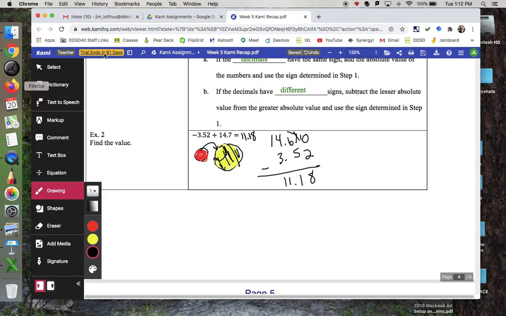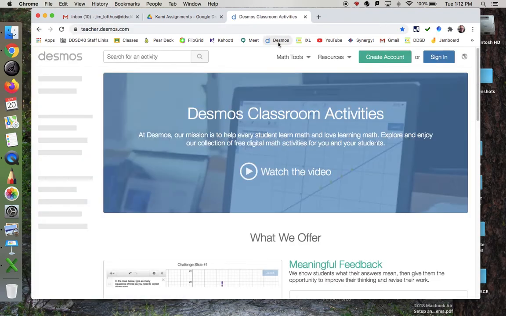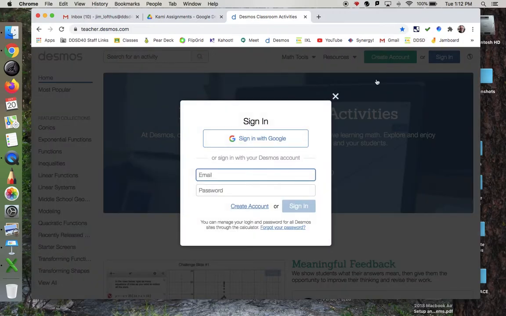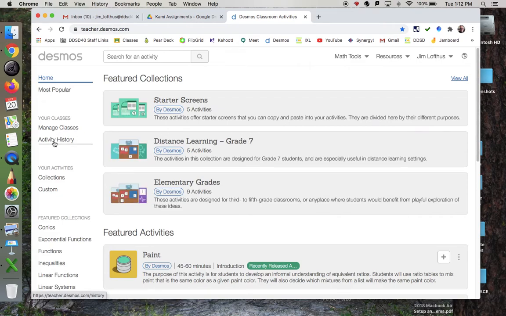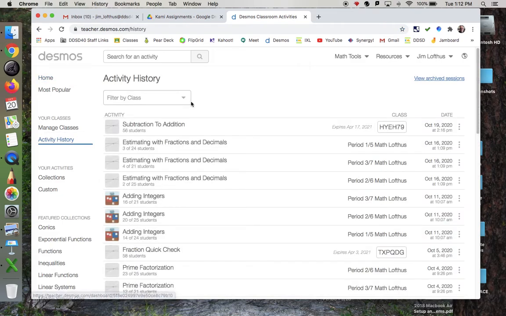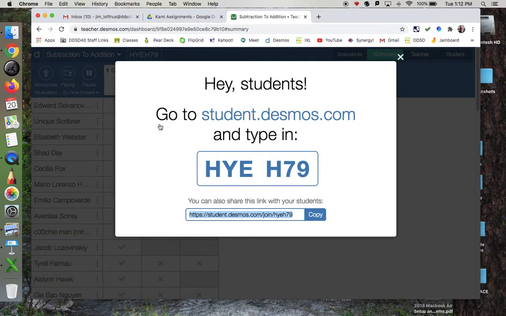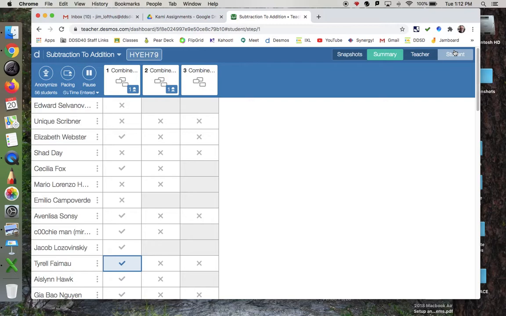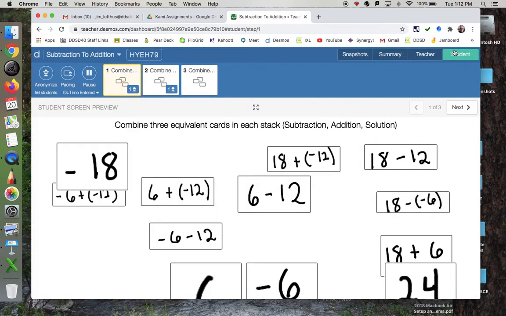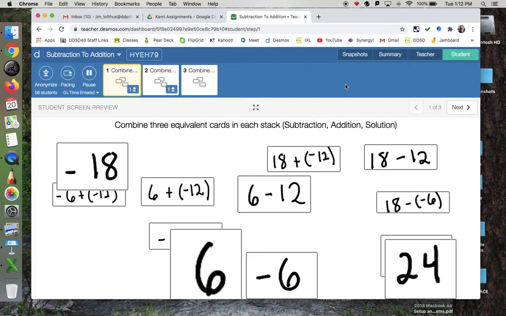What we did next is we went to an activity on Desmos that I'm going to go to right now. And it was not an assignment, but an activity. And I do want to share the activity if you're watching this. It was called subtraction to addition. And what we learned was that, or what this is about, is that every subtraction problem can be turned into an addition problem that has an equal answer.